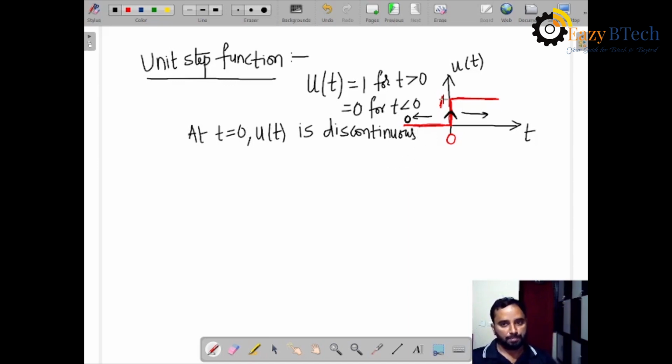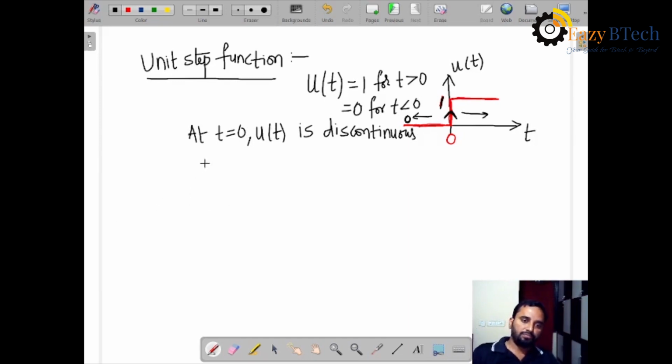So this is the definition of the unit step function. Unit step means amplitude is clearly 1. If the amplitude is not 1, then we call it a step function. Why is it called the unit step function? Because the amplitude of u of t is 1. If not equal to 1, we call it a step signal or step function.